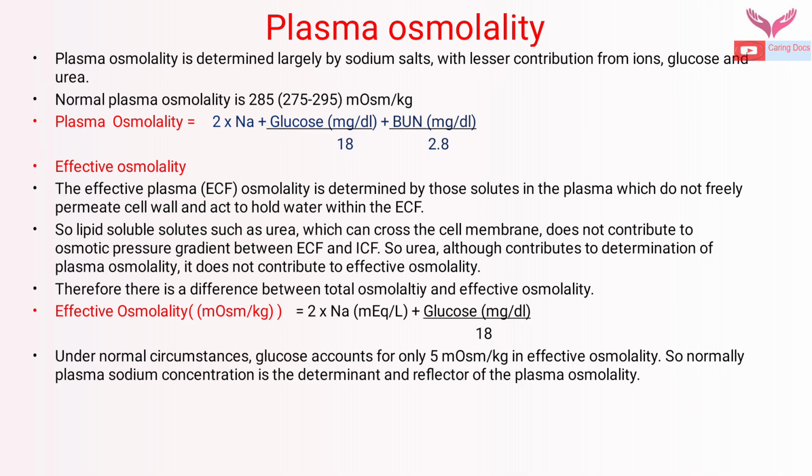The formula for effective osmolality is 2 times sodium plus glucose divided by 18. Under normal circumstances, glucose accounts for only 5 milliosmol per kg in effective osmolality. So, normal plasma sodium concentration is the main determinant and reflector of the plasma osmolality.